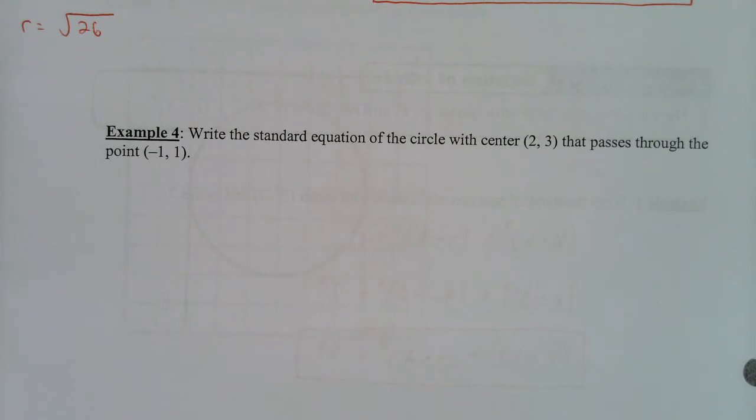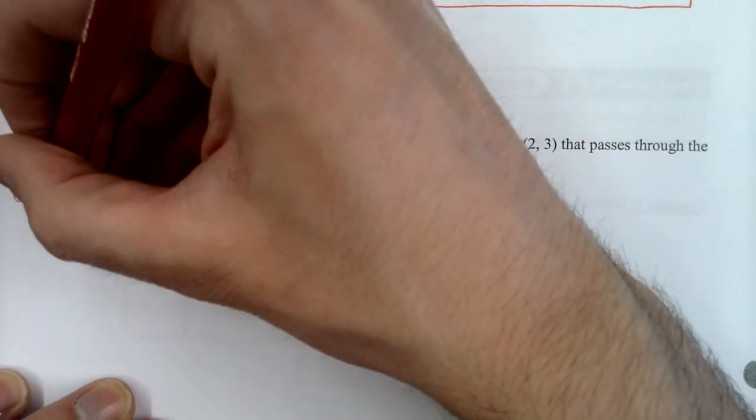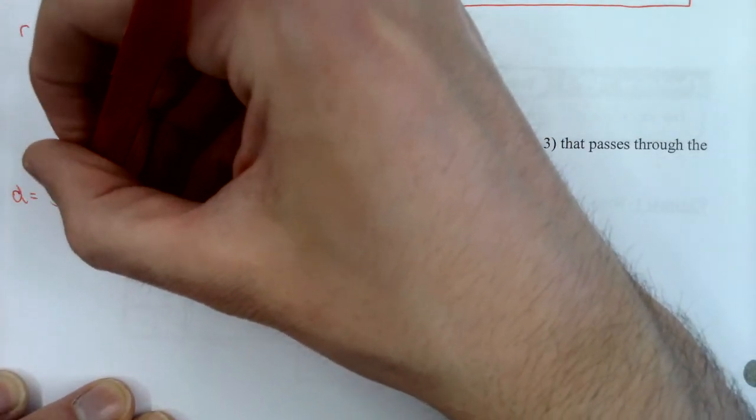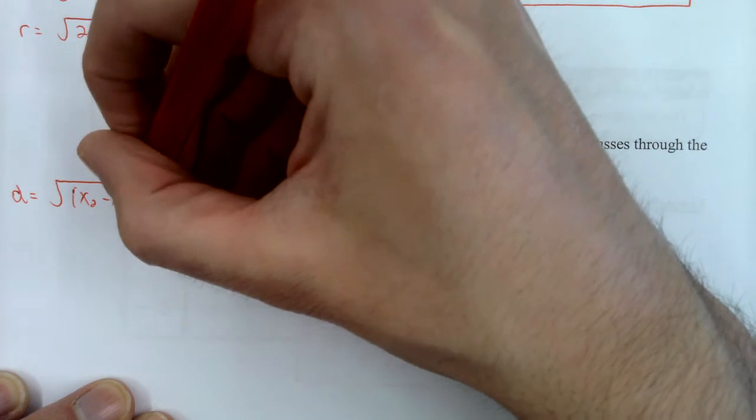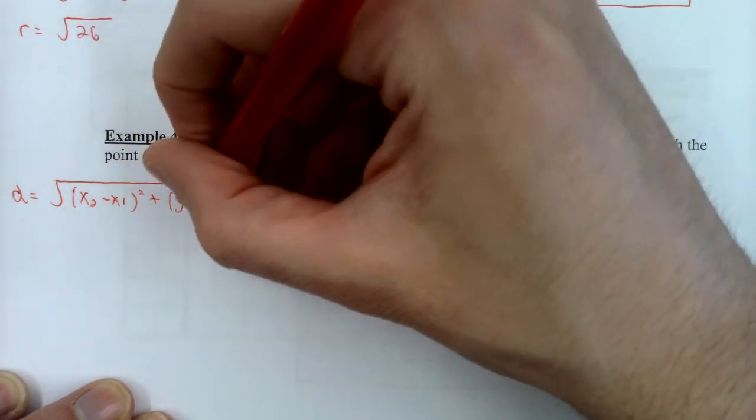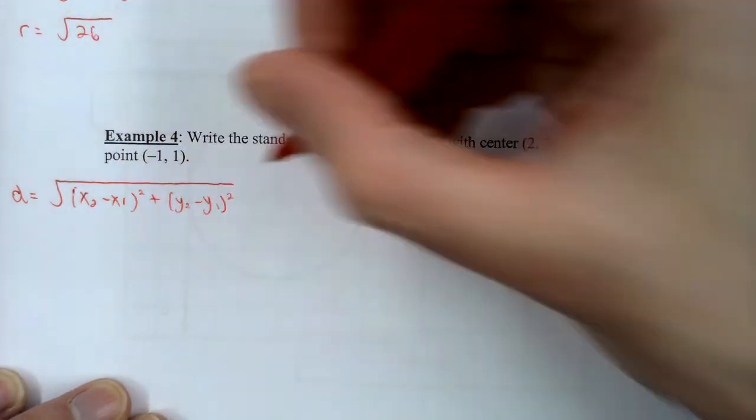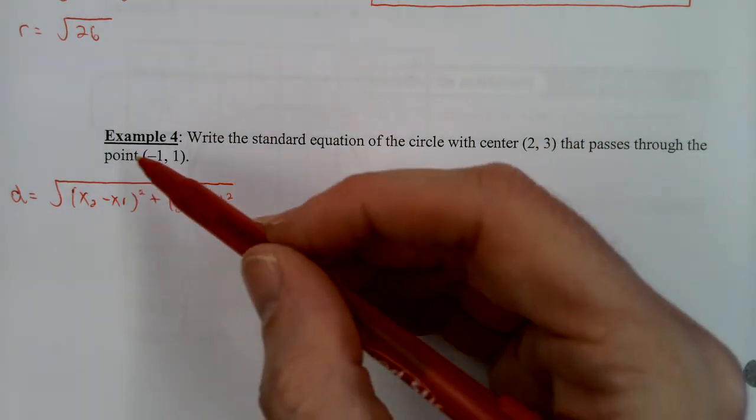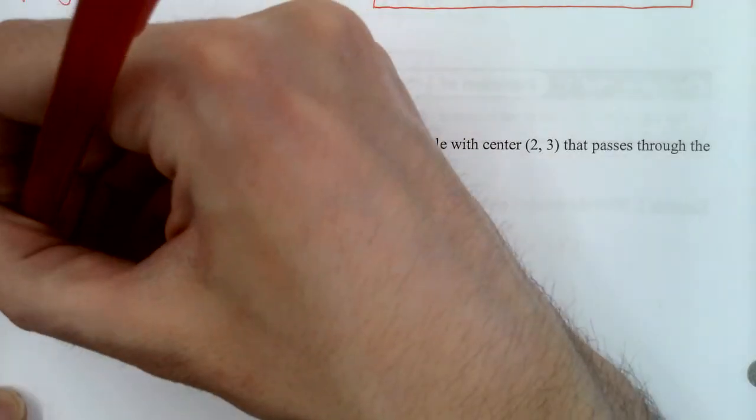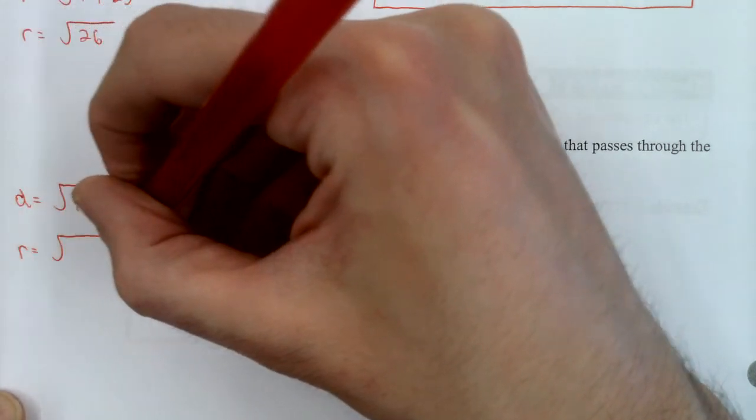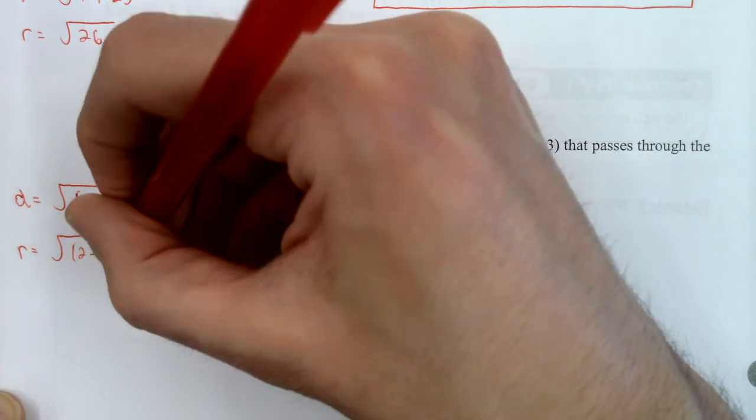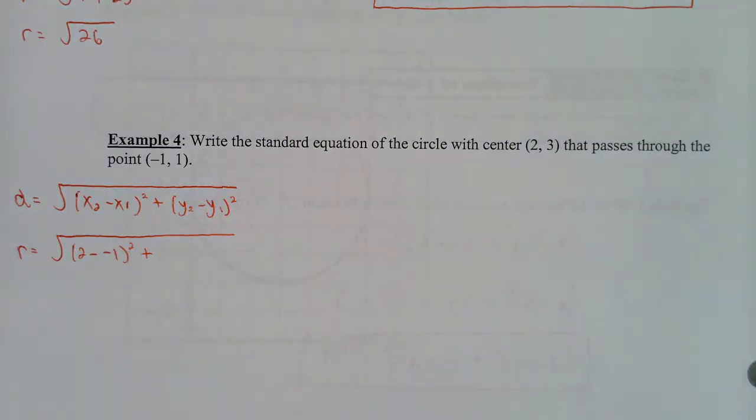First, we're going to use the distance formula to find the radius. So I'll just copy down the distance formula right here. Again, it's from the first page. x2 minus x1 squared plus y2 minus y1 squared. So 2 minus negative 1 squared. I use r for radius now. Plus 3 minus 1 squared.